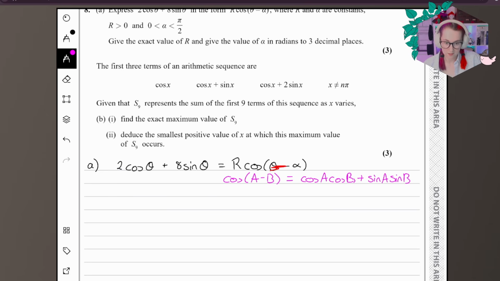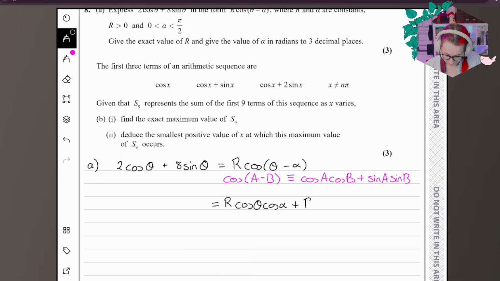But as soon as I see two angles inside of one trig function, I can check my trig identities, and this is always true. I should technically write it properly. So it's an identity. It's always true for values of a and b. So we can plug in alpha and theta, and we get that this expression is r cos theta cos alpha plus, make sure the r goes across, sine theta sine alpha.